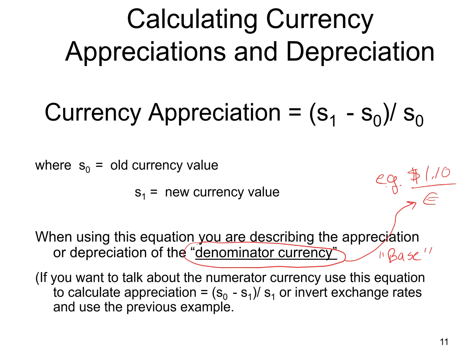So a currency appreciation formula is quite simple. You just take a new exchange rate called S1 minus an old exchange rate, S0, over the old exchange rate, S0, and that'll basically give you the classic percent change formula.